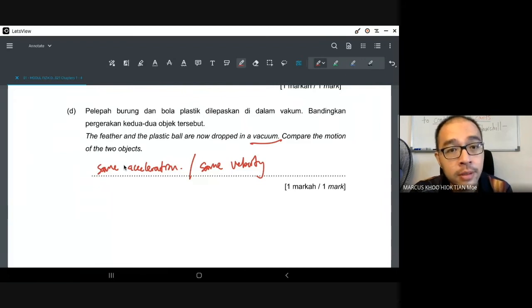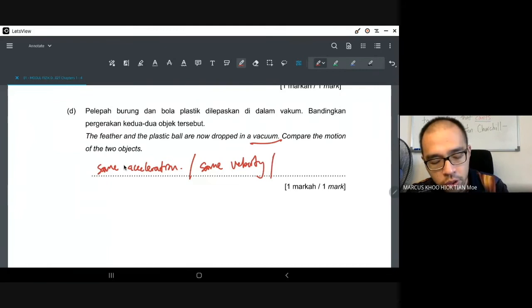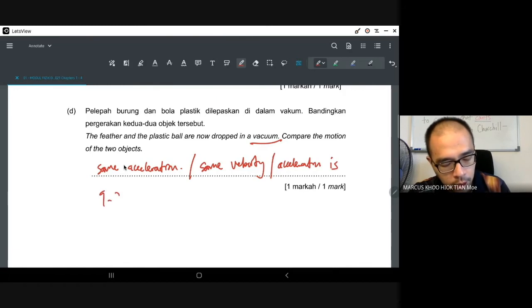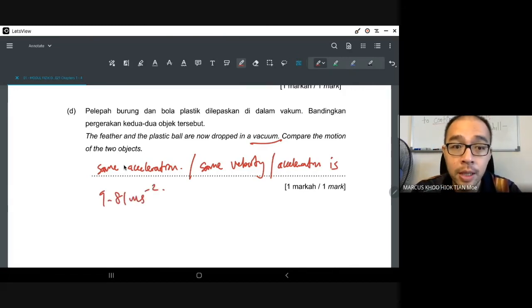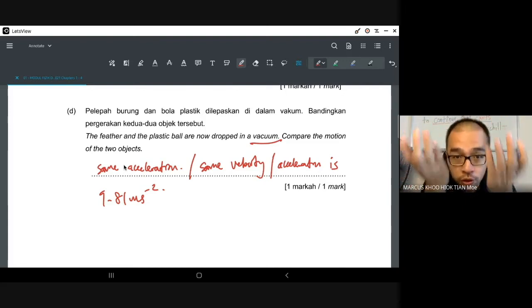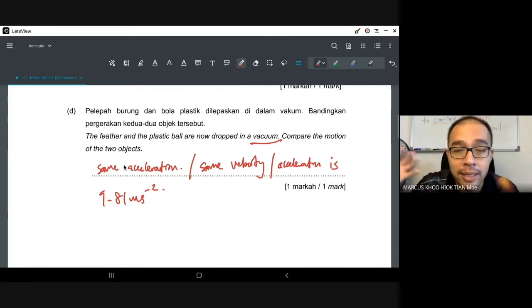If you want to make your answer a little bit better, you can say the acceleration is 9.81 meters per second squared, because in a vacuum, the acceleration is constant. In a vacuum, both the plastic ball and the feather will drop at the same time because there's no air inside a vacuum, so there's no air resistance.